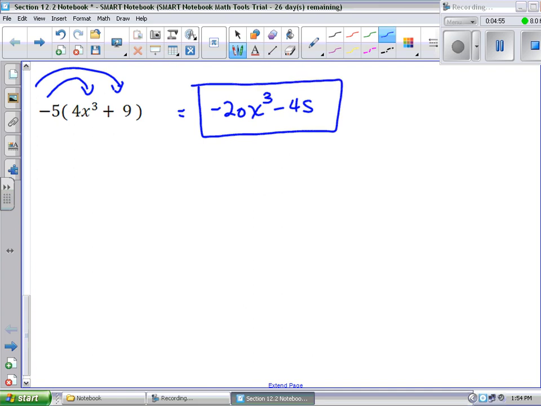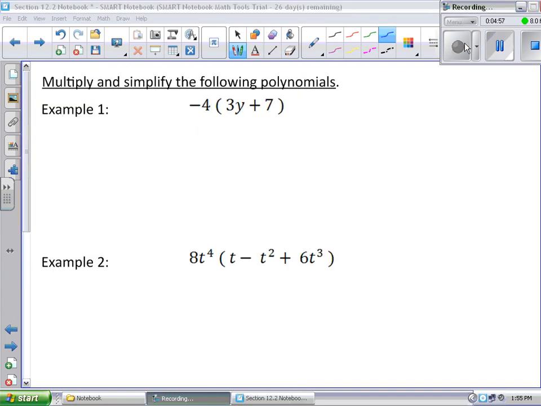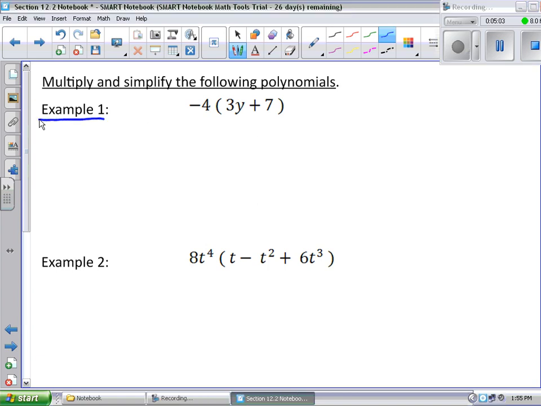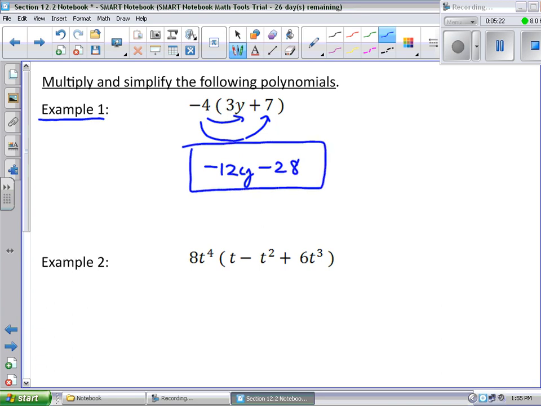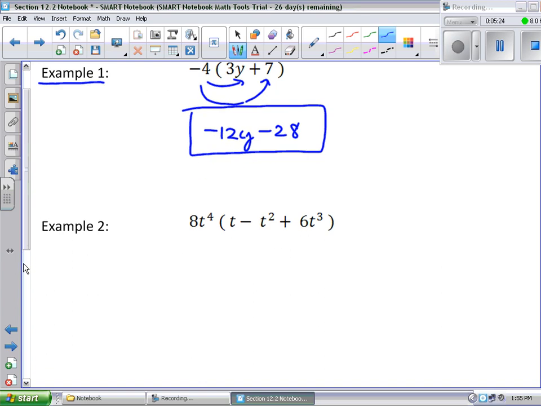Multiply and simplify the following polynomials. On this first example, I will need to multiply the negative 4 times the 3y and the negative 4 times the 7 using the distributive property. Negative 4 times 3y will give me negative 12y, and negative 4 times positive 7 will give me negative 28. Okay, let's look at example 2.